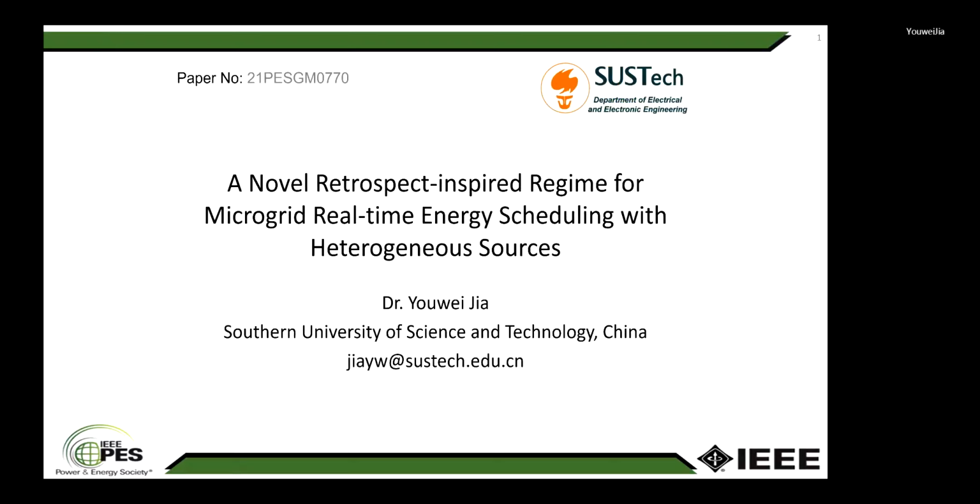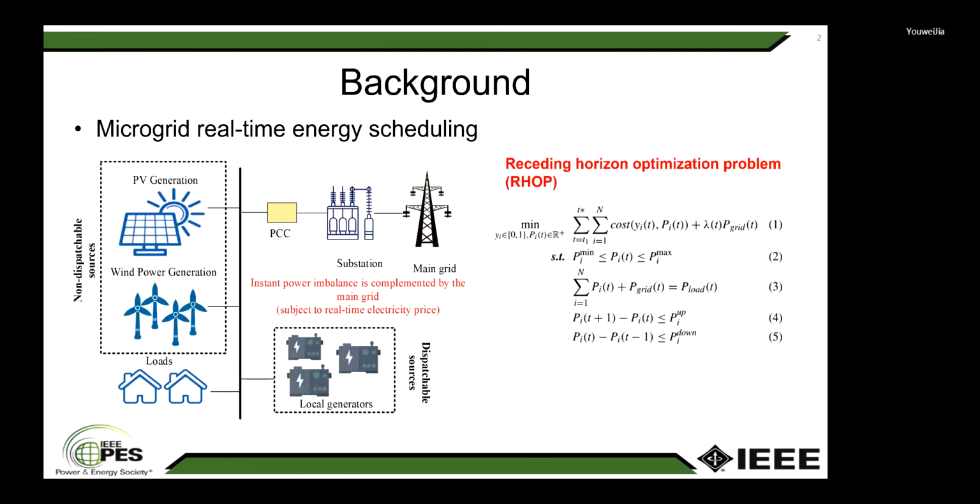In this presentation, I'd like to talk about a novel retrospect-inspired regime for microgrid real-time energy scheduling with heterogeneous sources. In small-scale microgrid operation, the uncertainty issues associated with the renewables and low demand become much more evident, which make energy scheduling even more challenging.